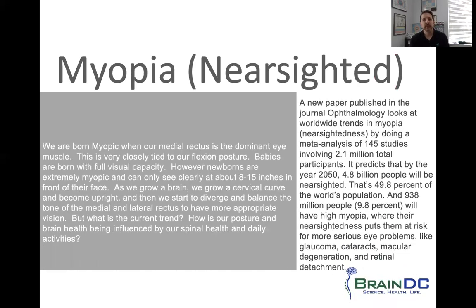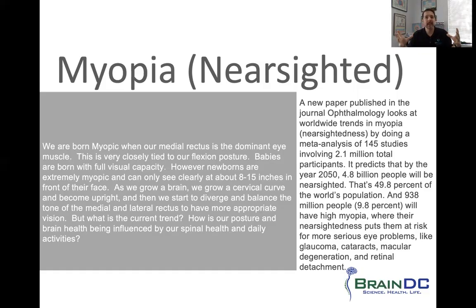Something else, as we start to see, I thought this was an interesting report: by 2050, we're going to have 4.8 billion people being nearsighted or needing glasses. Most babies are born myopic, right? We understand that the medial rectus is that dominant eye muscle when babies are born. And then it isn't until we roll over and start to do some tummy time, the head comes up, the eyes come up and start to be able to play in that horizontal plane, right? That's a sign, again, of extensor tone, less flexor dominant, and more extensor tone allows us to come up and do that. That's a healthier brain.